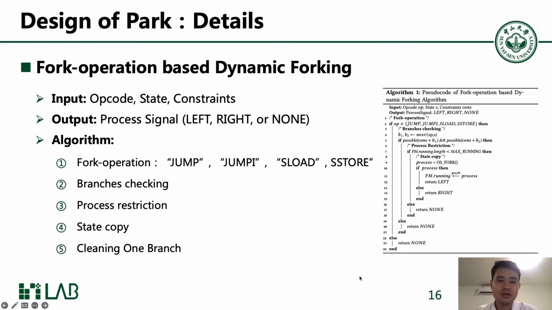First is the fork operation-based dynamic forking. It accepts the inputs as opcode, state, and constraints, and it outputs the process signal to the processes. If you want to know the detailed algorithm, please refer to our paper.